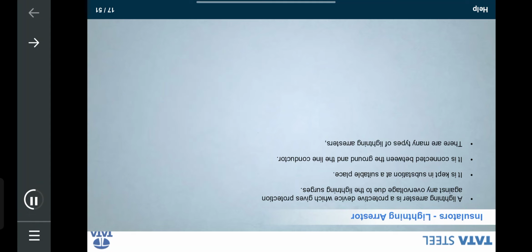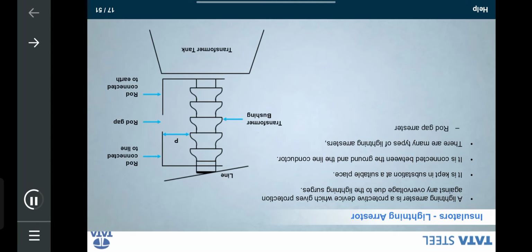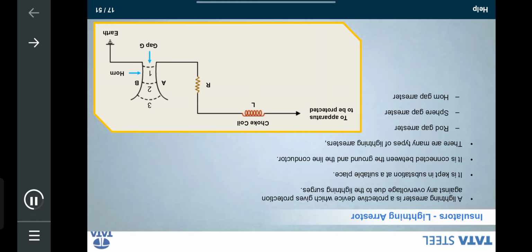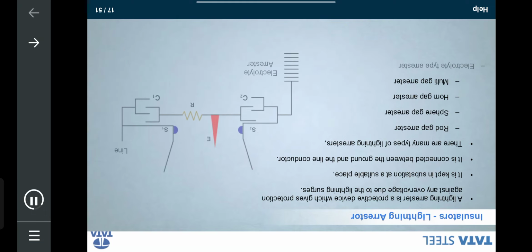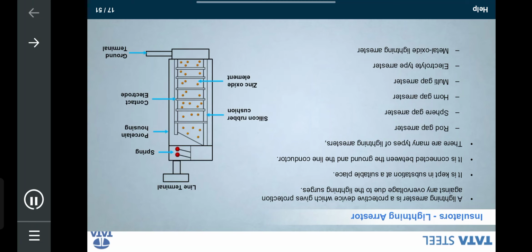There are many types of lightning arrestors: rod gap arrestor, sphere gap arrestor, horn gap arrestor, multi-gap arrestor, electrolyte type arrestor, and metal oxide lightning arrestor.